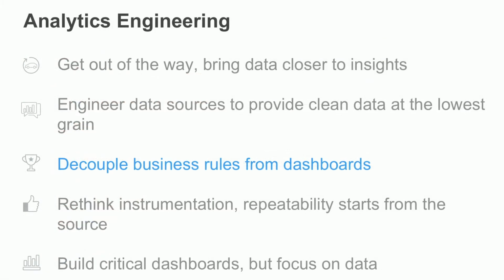OK. So, analytics engineering: going from report development or BI development to analytics engineering. The few things that I want you to take out from this session is, decouple the business rules from the dashboard when you're thinking about self-service. Because self-service is not about dashboards. Self-service is all about data. So decouple the business rules. Rethink instrumentation, especially if you're in the website industry.